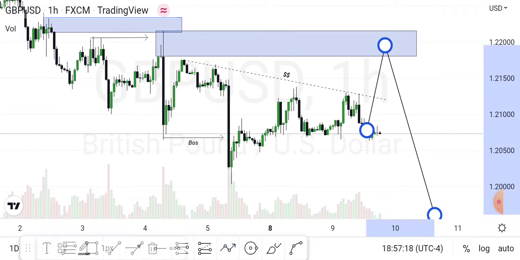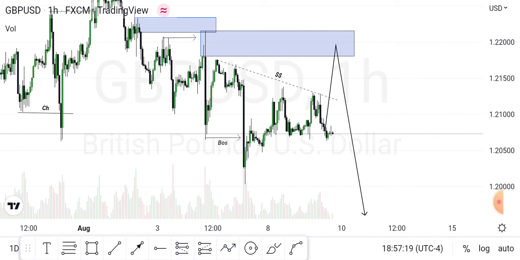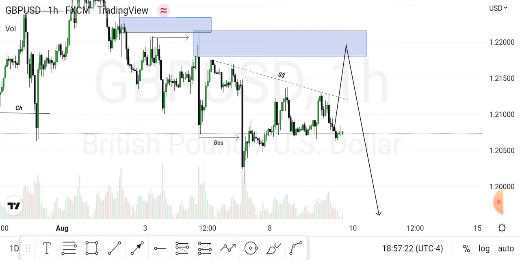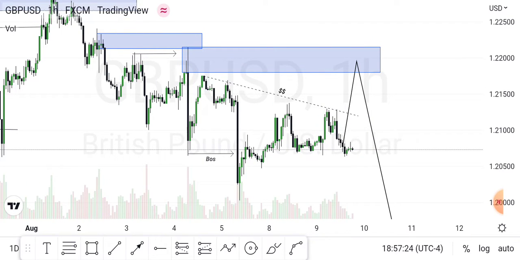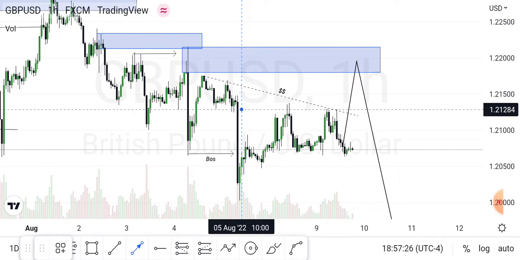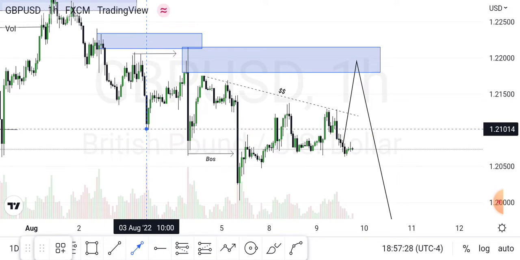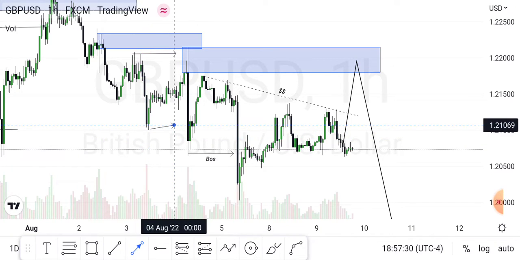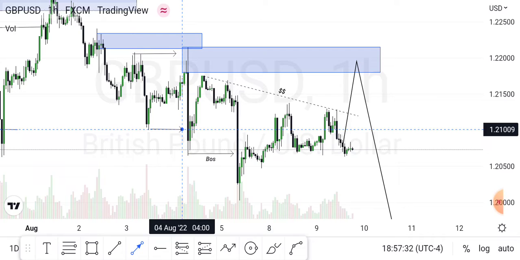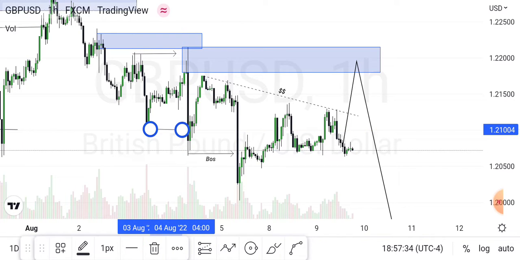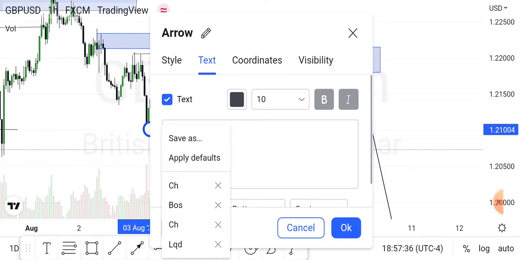So now this is what I see on GU, guys, and this is what I'm anticipating. So this is not a clear guarantee for me to take this trade. I will also want to see confirmation, probably in the 5 minutes time frame, 3 minutes time frame, 15 minutes time frame, whichever time frame is best for you.